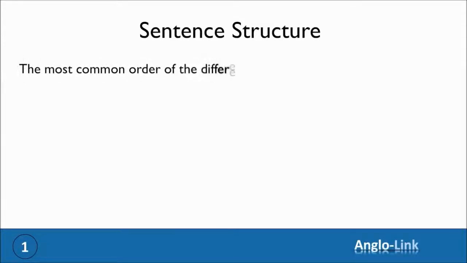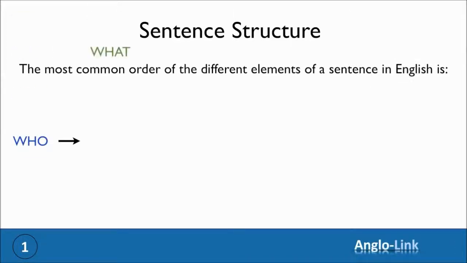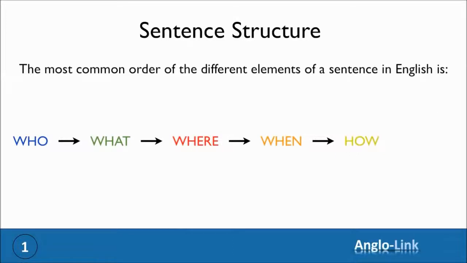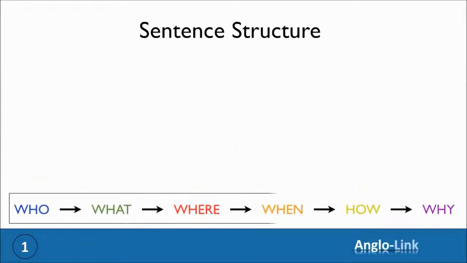The most common order of the different elements of a sentence in English is who, what, where, when, how, and why.